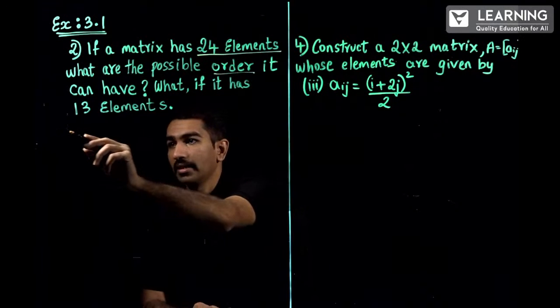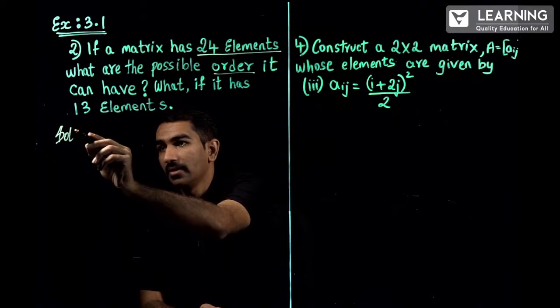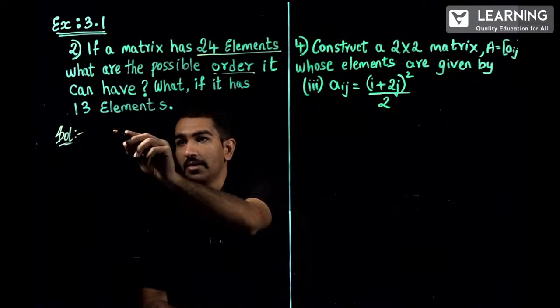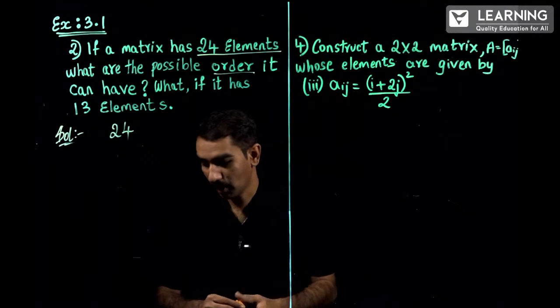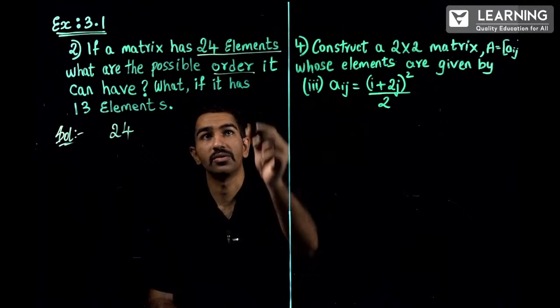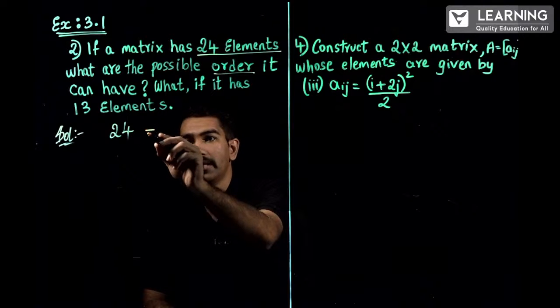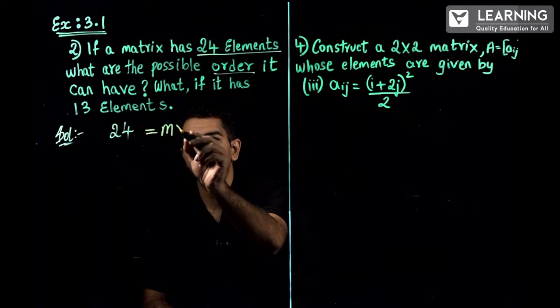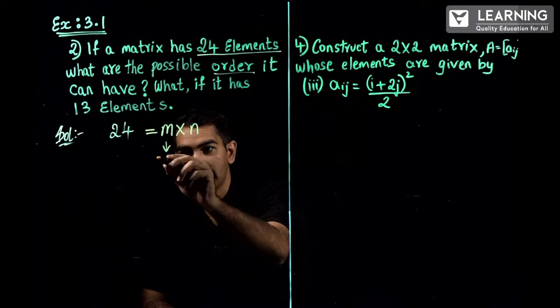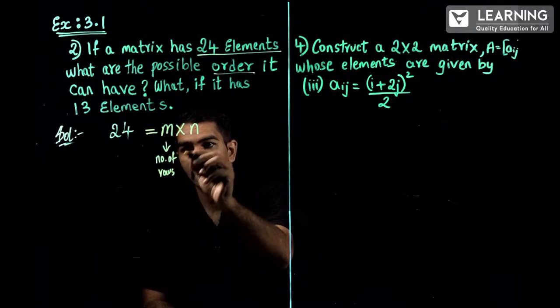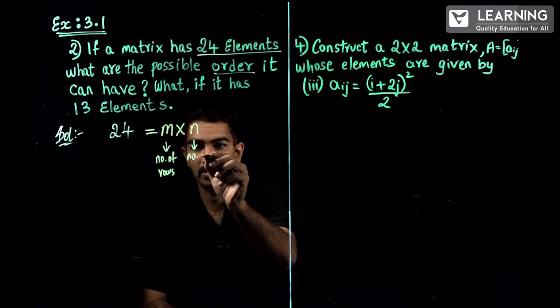So now let us take the solution. How many elements are there in the matrix? 24 elements are there in the matrix. Now what is the order of this? What is the standard form of order? The standard form of order is M cross N. What does M stand for? M stands for the number of rows and N stands for the number of columns.